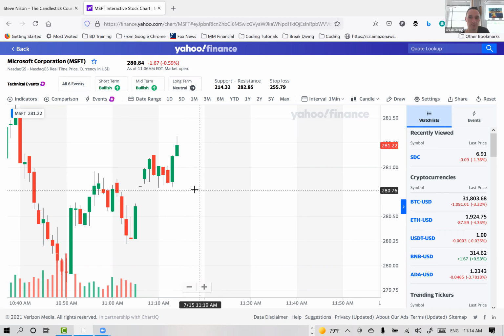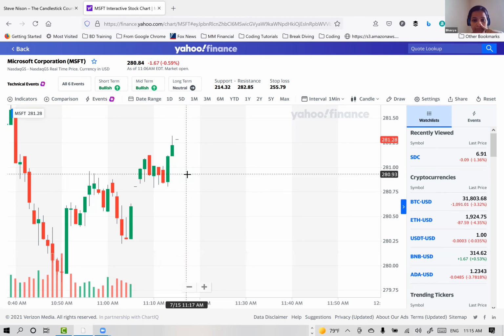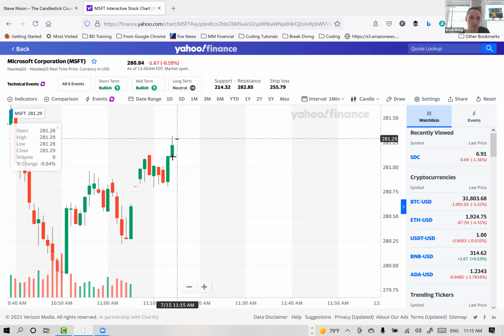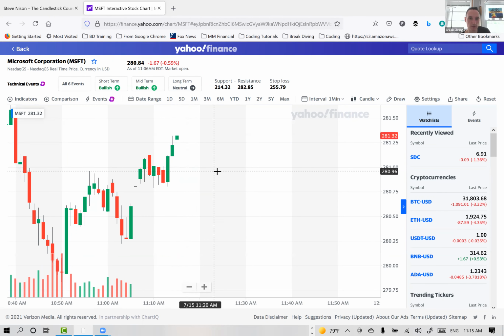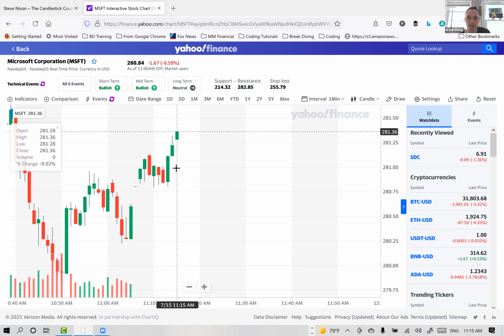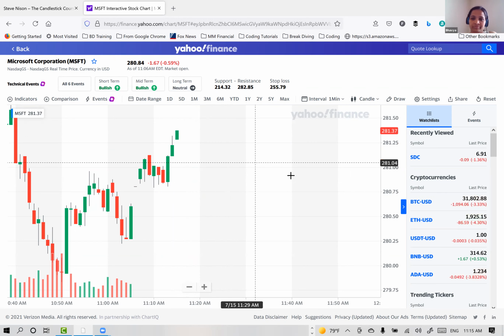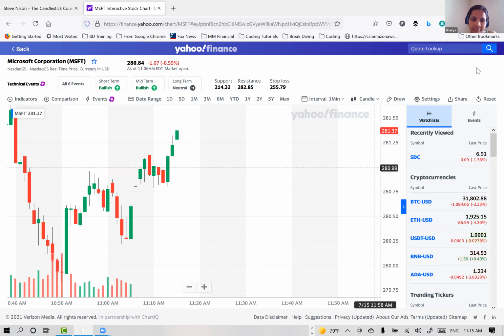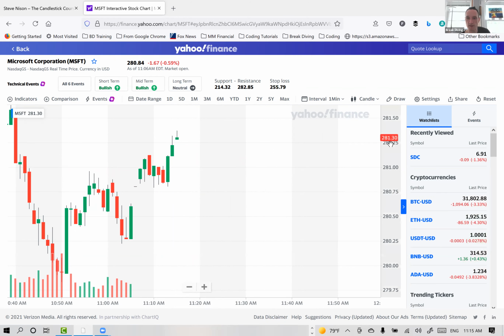Uh-oh. Come on. Okay, so we still have a bullish belt hold. Yes. So now it's at 281.36. I wish it would show in real time what the price is. Oh, it is right over there. It was covered by the Zoom window. 281.11. Okay, now it's looking like a falling star.